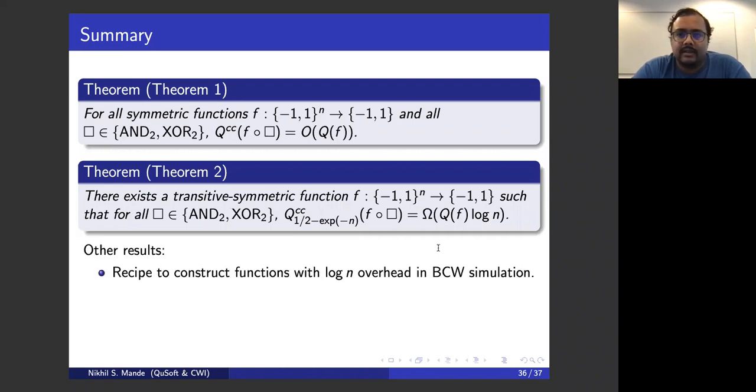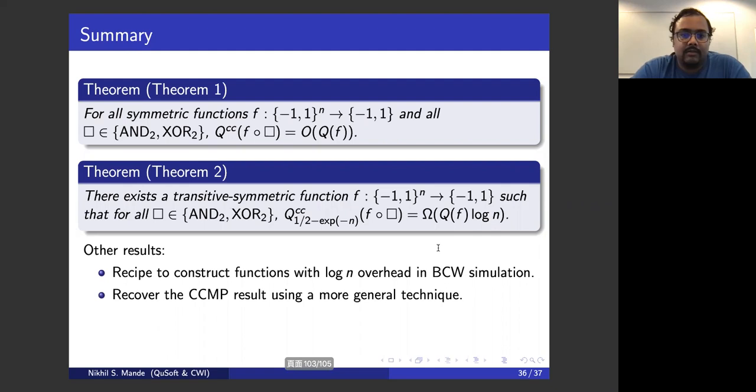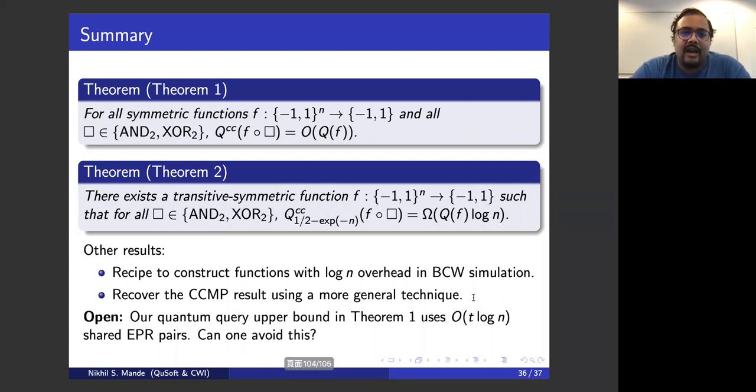So we have some other results in the paper. There's a generic recipe to construct functions for which you require this log n overhead. And then we also recover our earlier result using a more general technique. I mentioned that our earlier result had only worked when the inner function is XOR. We can also recover that when the inner function is AND using this technique. And finally, one open question that's left is that our communication upper bound here assumes shared entanglement. It turns out that it assumes order T log n shared EPR pairs.